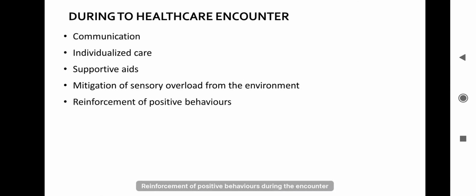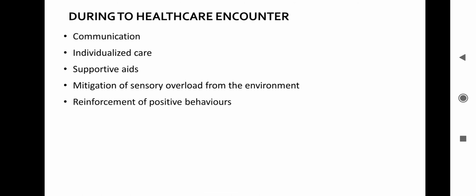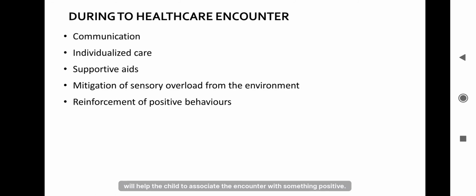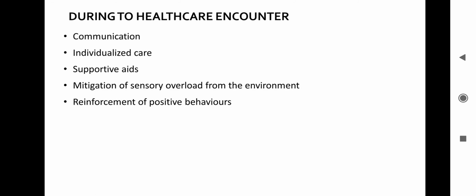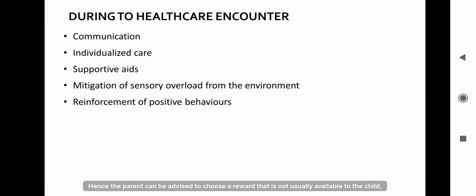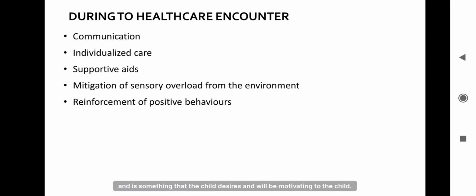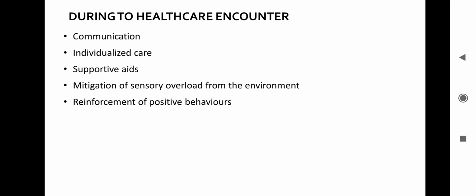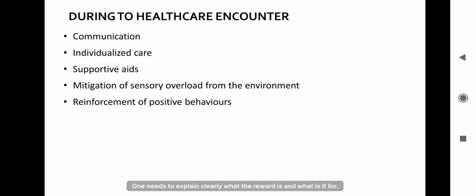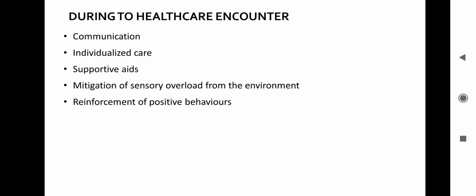Reinforcement of positive behaviors during the encounter will help the child to associate the encounter with something positive. Parents know the child best. Hence, the parent can be advised to choose a reward that is not usually available to the child and is something that the child desires and will be motivating to the child. One needs to explain clearly what the reward is and what it is for. Promises should be followed through and the reward should be given as soon as possible.